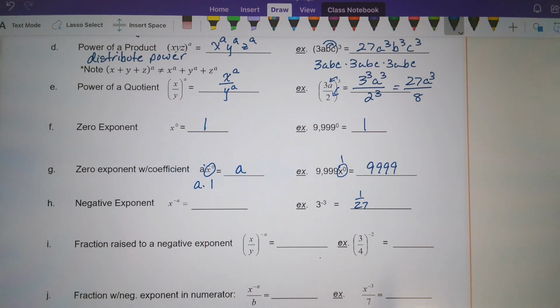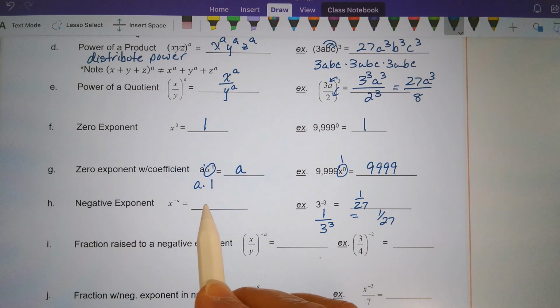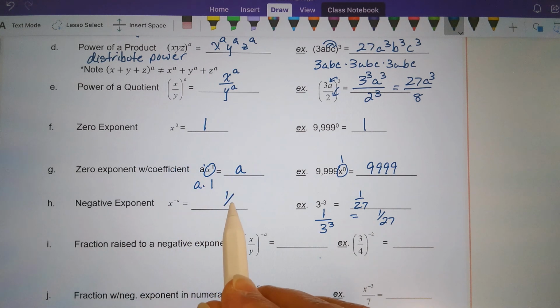Well, how do we get that without the calculator? If you have a negative exponent, to write the term with a positive exponent, you put it as 1 over 3 to the positive 3. And 3 to the positive 3 is 27. So this is equal to 1 over 27. So in the general rule, x to the negative a is going to equal 1 over x to the positive a.